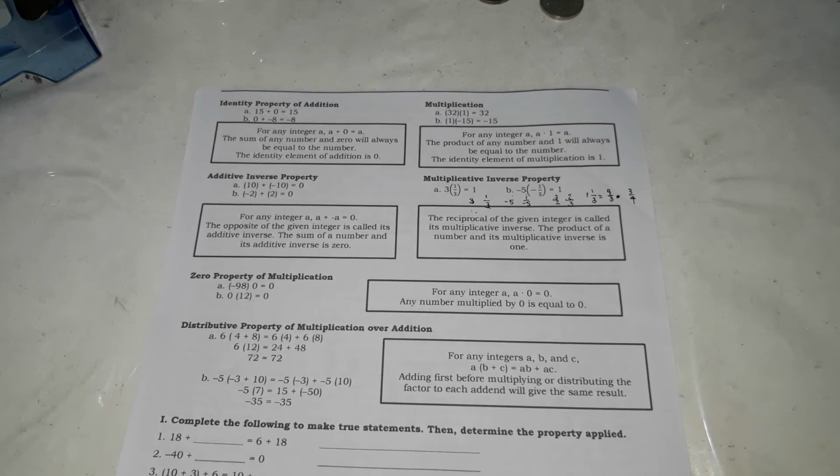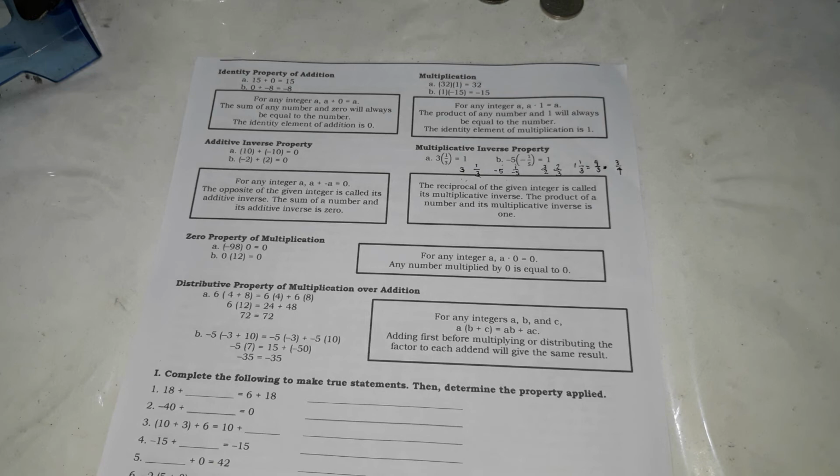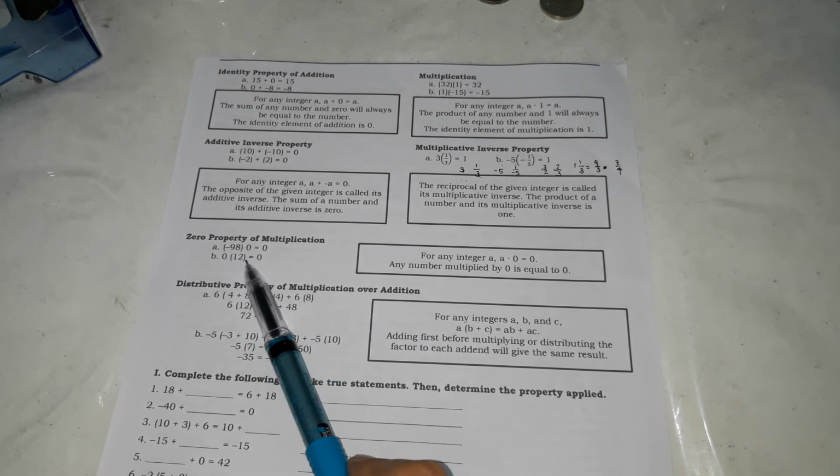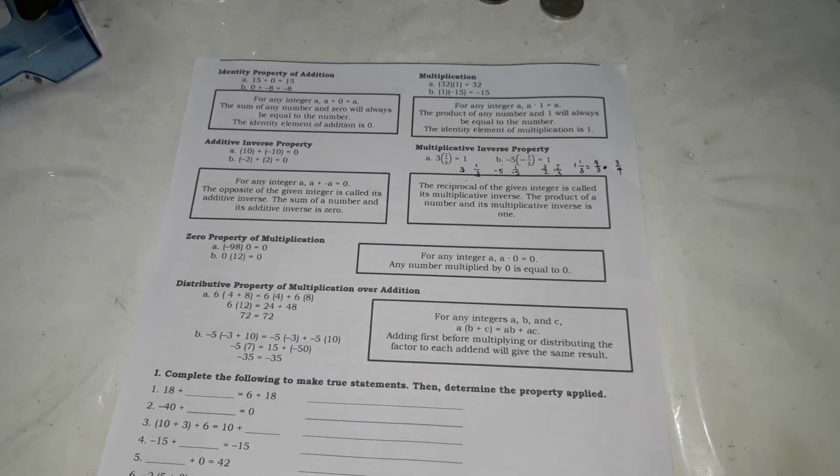So this is just easy. Any number multiplied by 0 is equal to 0. So negative 98 times 0 is 0. 0 times 12 is 0. 1 million times 0 is 0. Negative 1 million times 0 is 0. So, kahit anong number kapag i-times mo sa 0, the answer is 0. That's the zero property of multiplication.